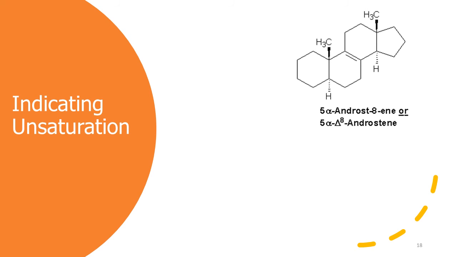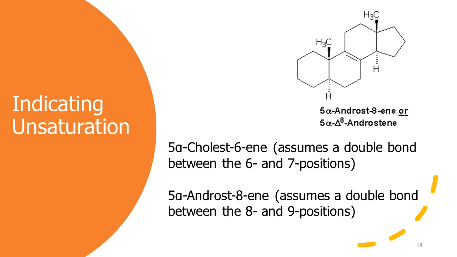Now, for indicating unsaturation in the steroidal moiety in the nomenclature, we have 5 alpha androst-8-ene or 5 alpha delta 8 androstene. For here, 5 alpha cholest-6-ene assumes a double bond between the 6 and 7 positions. Whenever there is a double bond between the 6 and 7 positions, we have to mention the starting number 6. If there is a double bond between the 8 and 9 positions, that will be 8-ene. For example, 5 alpha androst-8-ene assumes the double bond between the 8 and 9 positions.